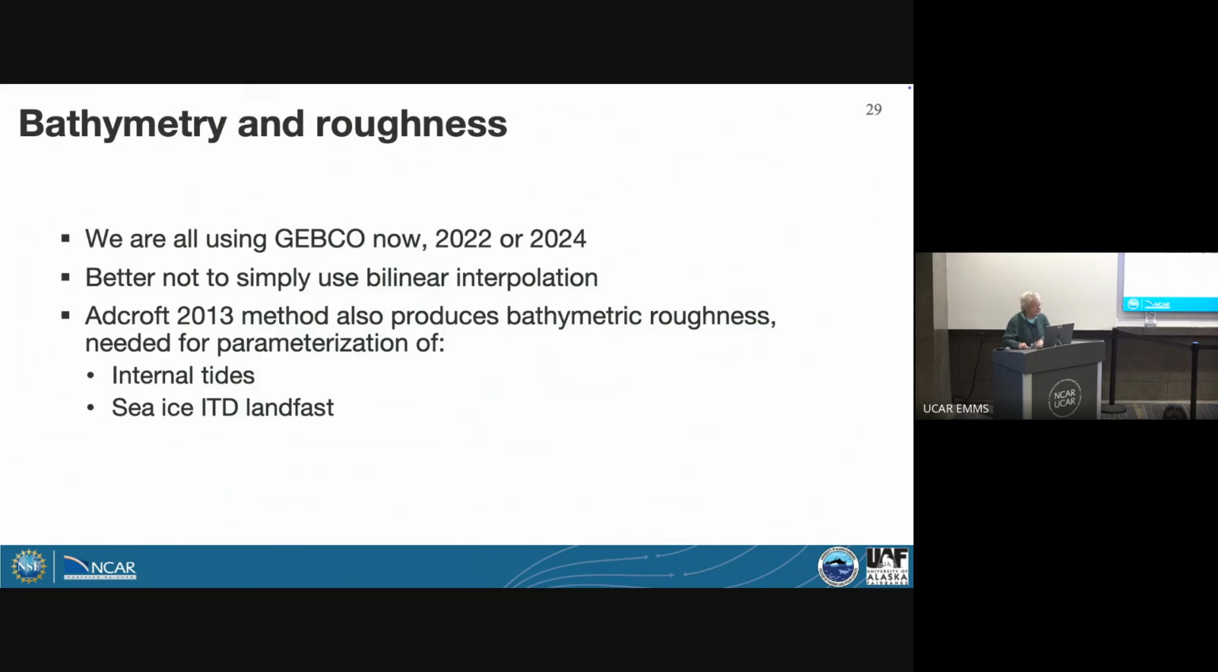And it's so high resolution that you don't want to just use a simple bilinear interpolation. Alistair came up with a method to take all the bathymetric points in your grid cell and figure out a way to come up with an estimate of what the depth is there and also the bottom roughness. He didn't mention an internal tidal parameterization, but MOM6 does have one that needs a bottom roughness estimate. And there's also a sea ice parameterization that needs a bottom roughness estimate.